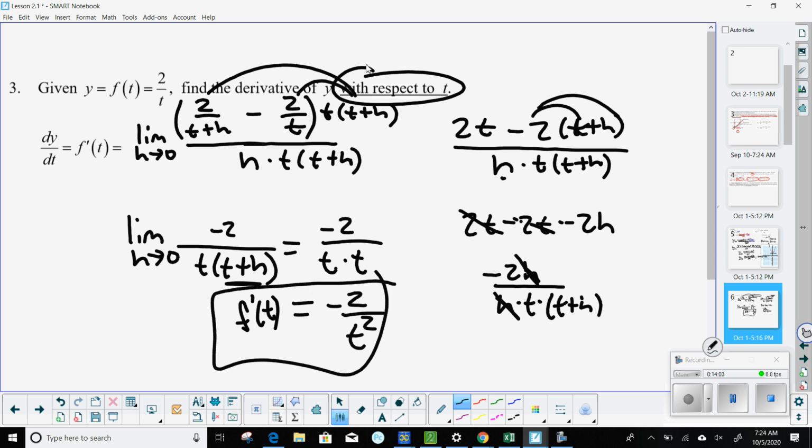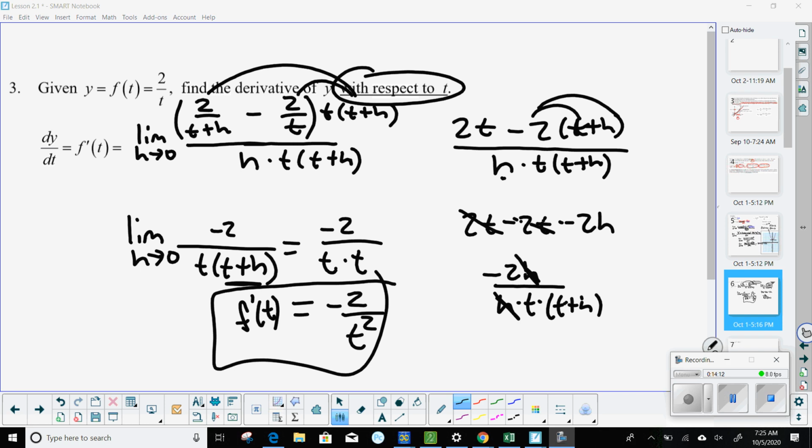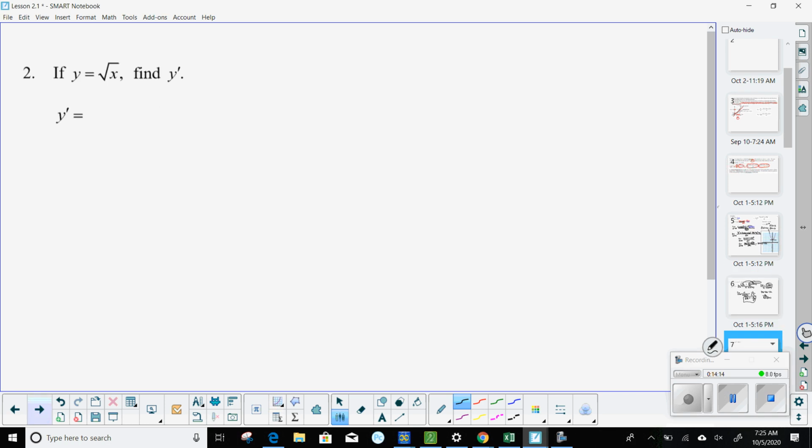So you'll see the hardest part, the trickiest part in these problems is the algebra. It's not the calculus itself, but there's a lot of algebra involved in order to find that. All right, let's try this next example. So I kind of got out of order here. I don't know how it got mixed up.